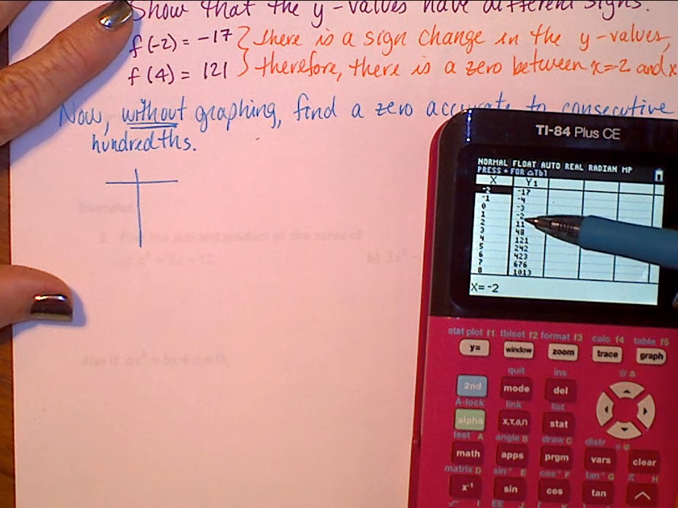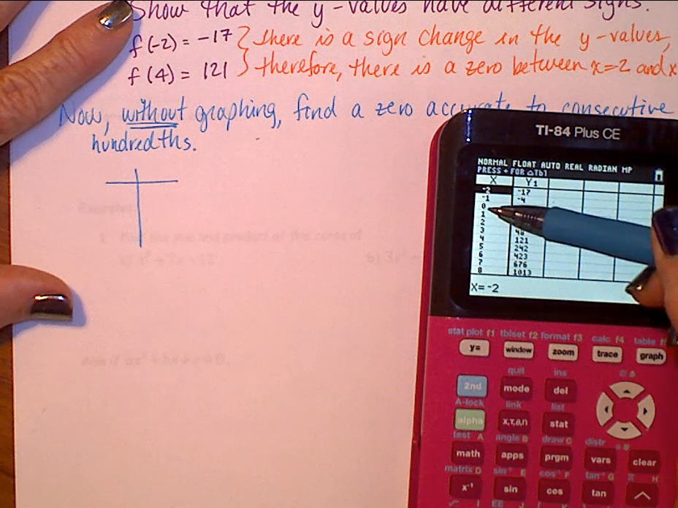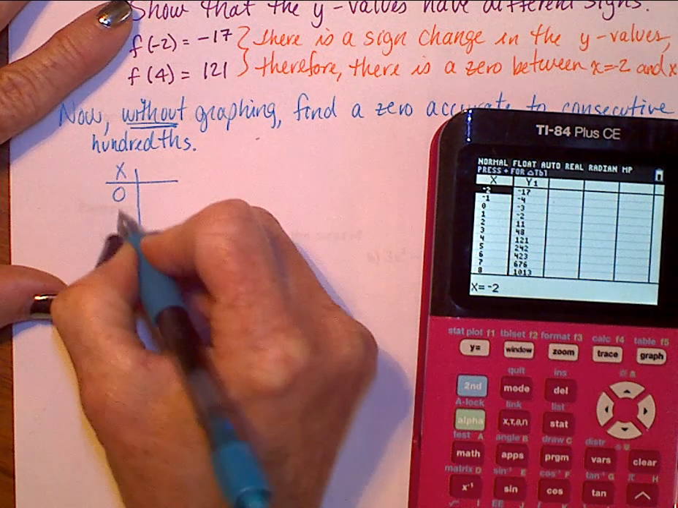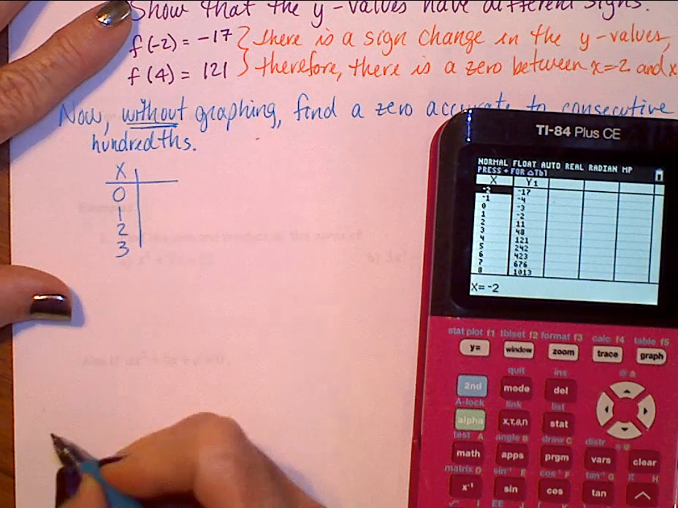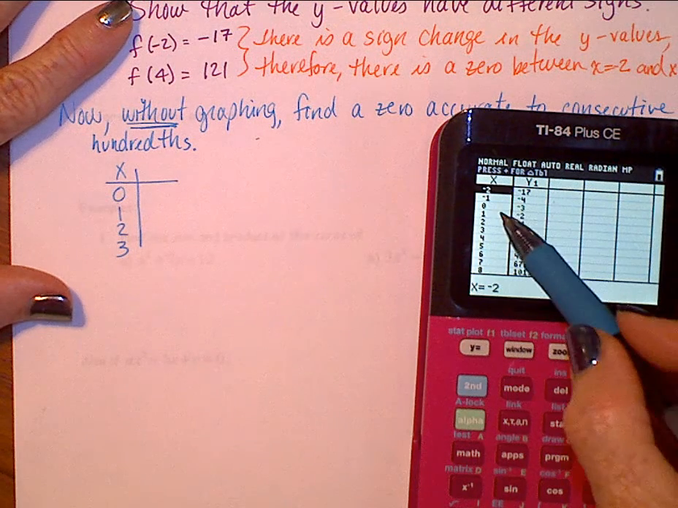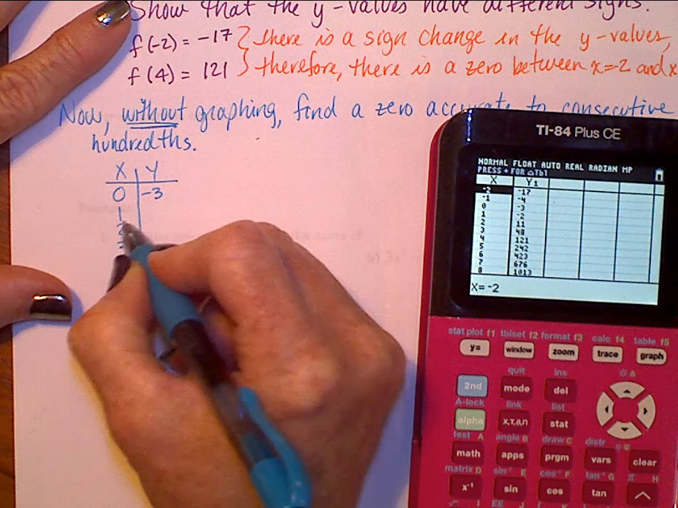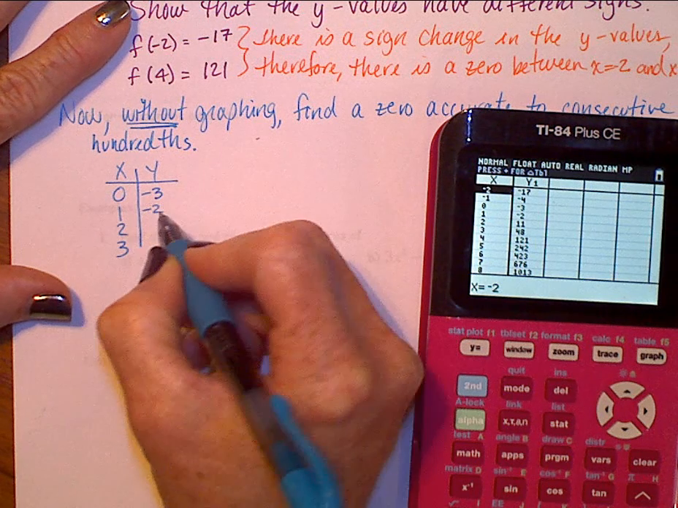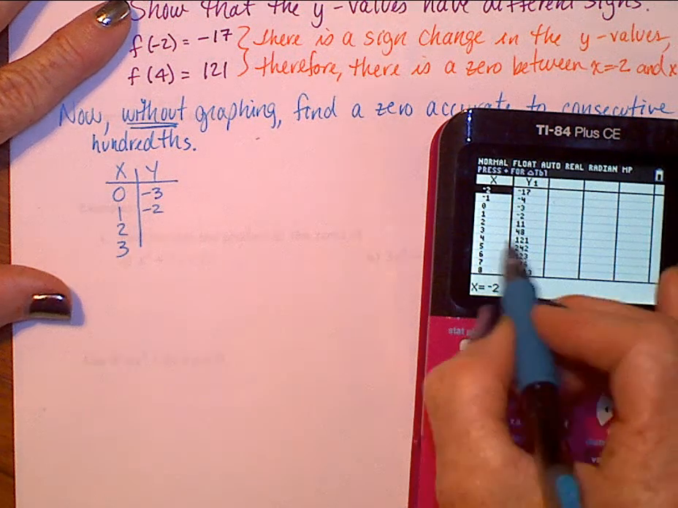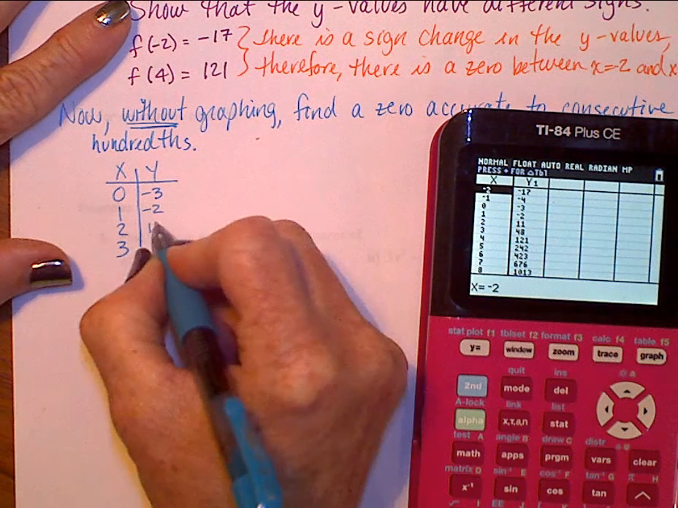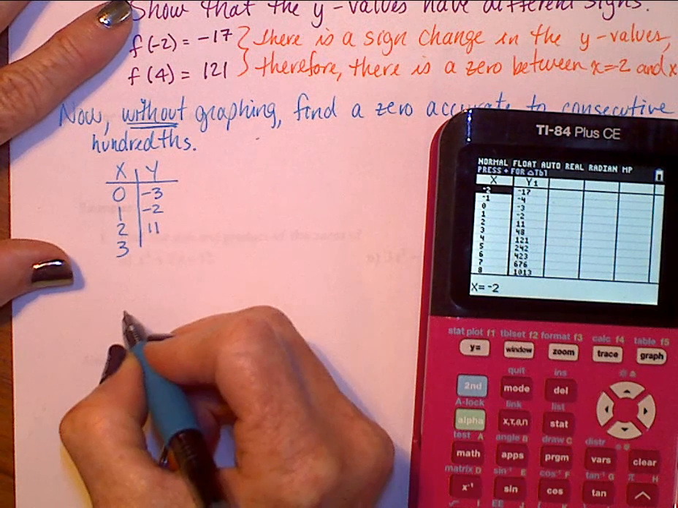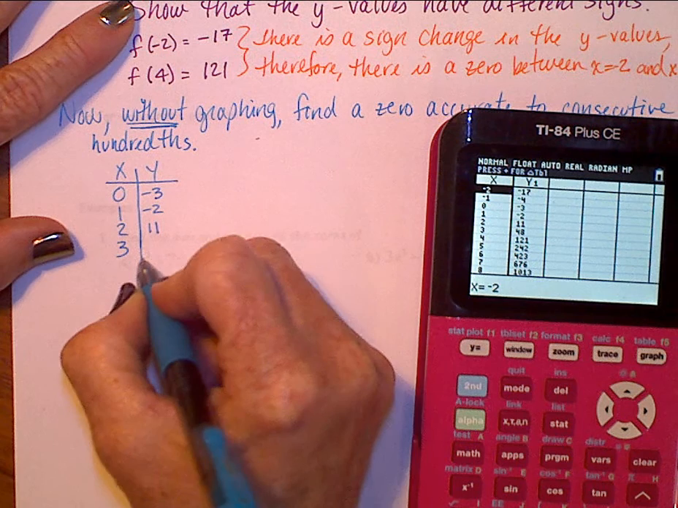So that's going to send us from x is 0, 1, 2, 3, and then at 0, the y is -3. At 1, the y is -2. At 2, the y is 11. And at 3, the y is 48.